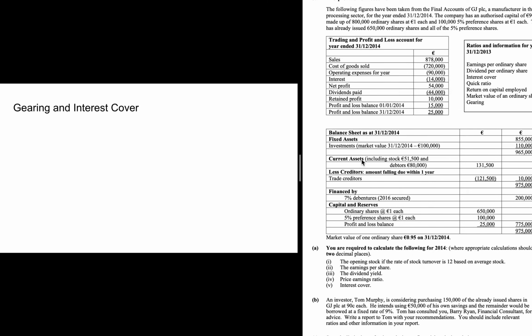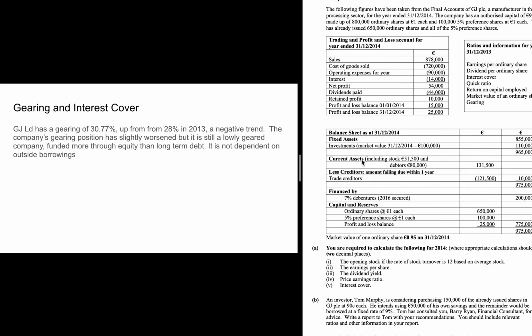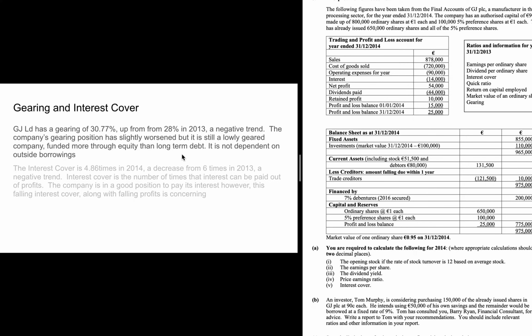Nothing new in that really. Gearing and interest cover, nothing new in this. So gearing of 30.77, and it's only up slightly, which is a negative trend, but the gearing is quite good. So we can say that it's worsened, but it's still a lowly geared company, and it's funded more through equity than long-term debt, and it's not dependent on outside borrowing. So that's all positive. Interest cover 4.86 times, which is down from 6 times, which is a negative trend.